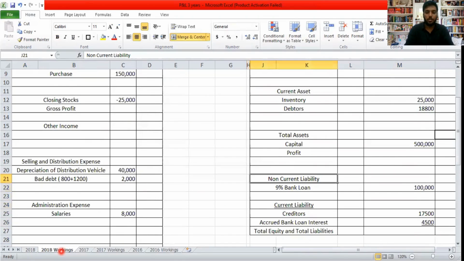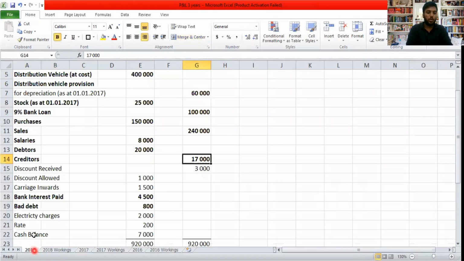Every topic you need to put a line. Current liability you need to have a small topic line. Non-current liability you need to have a topic line. You don't want to have a topic line for capital and profit. Then we move on to the sum.